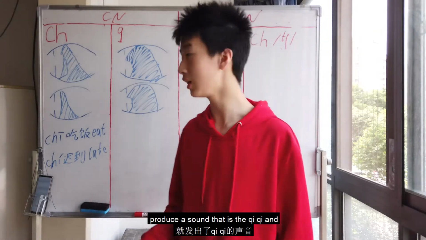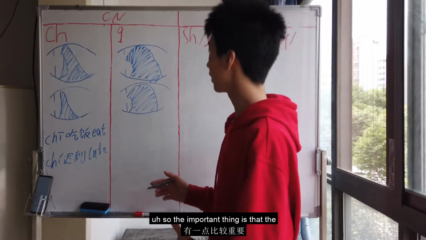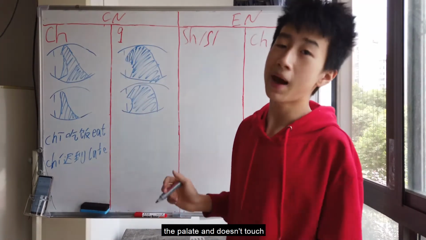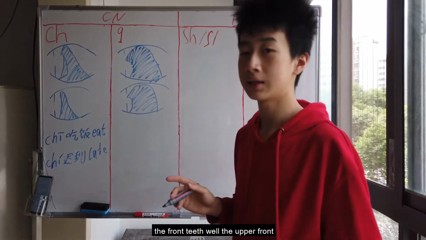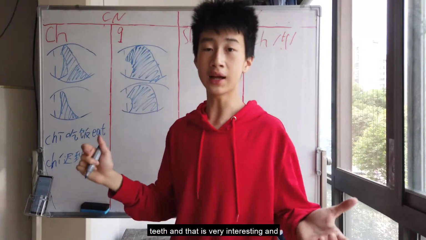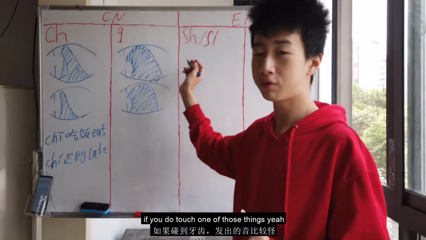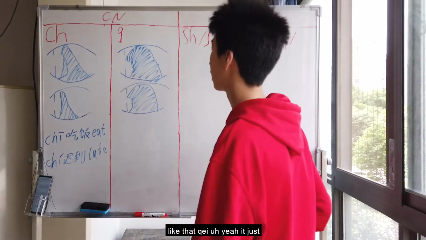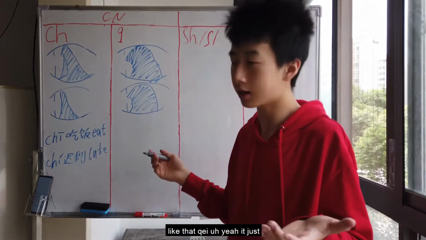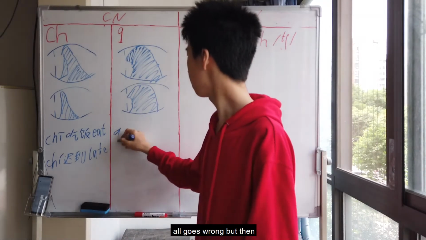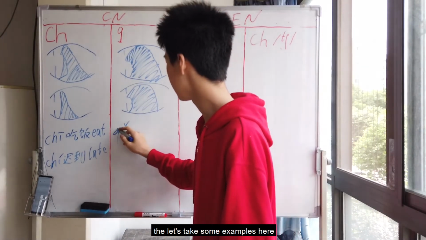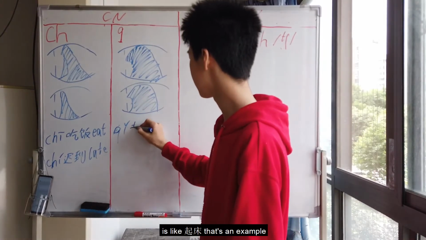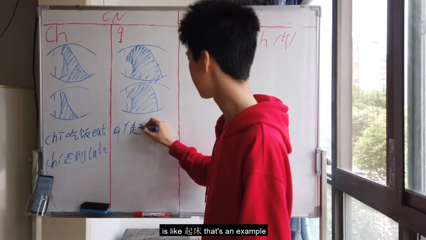That is the qi. The important thing is that the tip of our tongue doesn't touch the palate and doesn't touch the upper front teeth, and that is very interesting. If you do touch one of those things, the pronunciation would be really weird, and it would sound like the qi, and it just all goes wrong. But let's take some examples here. 起, and this is like 起床, that's an example.